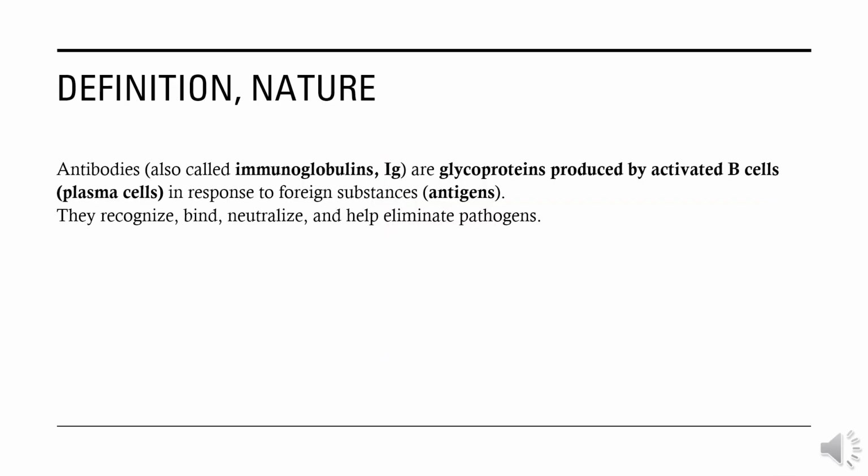Antibodies are basically known as immunoglobulins, represented by Ig. Their nature is glycoproteins, and these are produced by effector B cells, commonly known as plasma cells. Their main function is to recognize, bind, neutralize, and help eliminate pathogens.